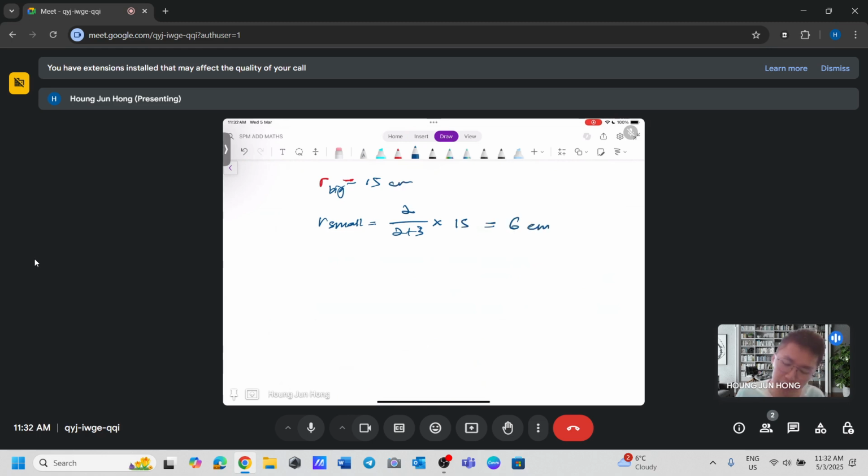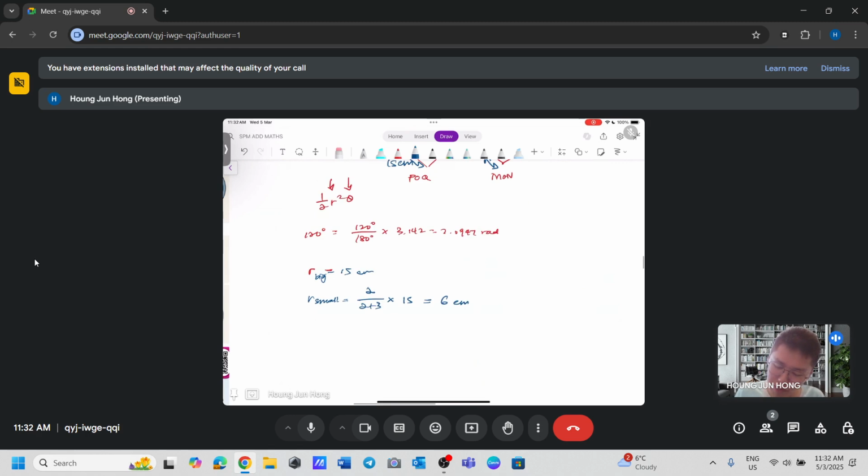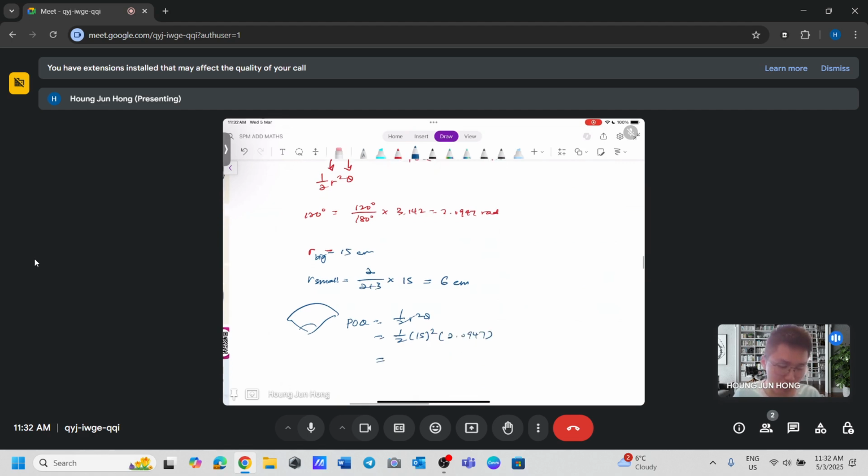Now it's very simple, just plug in everything. We find the big one. The big one is POQ, so half r squared theta. Just put in every number you have: half times 15 squared times 2.0947. Then you should get the answer, 235.65.